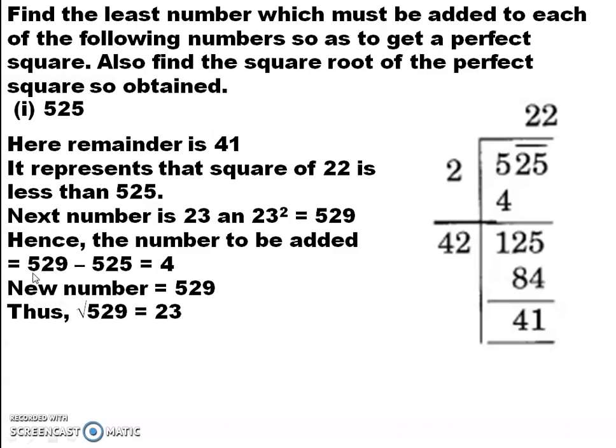Now 529 minus 525 is equal to 4. So 4 is the least number that should be added to 525 to get a perfect square number. And which is that perfect square number? 529. And what is the square root of 529? 23.